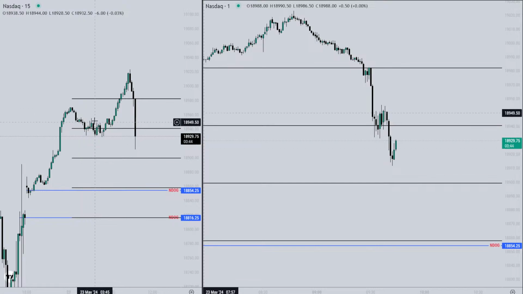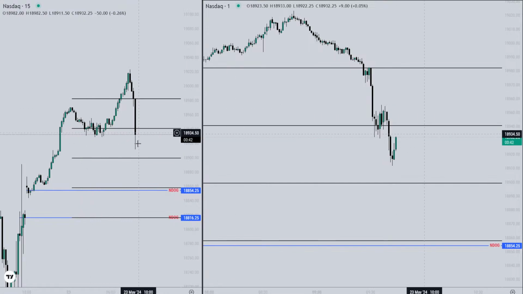So that hourly order block didn't work perfectly. Instead of that, market went lower. So I'm not interested to keep that mean threshold on my chart. I will just stay over here.